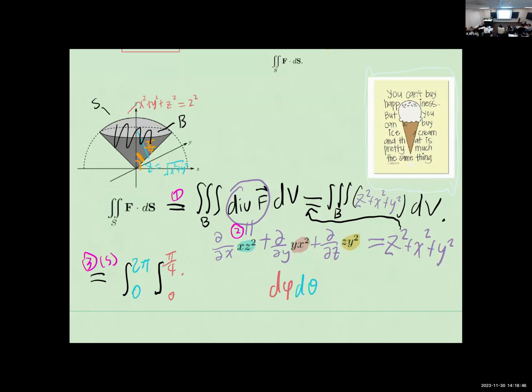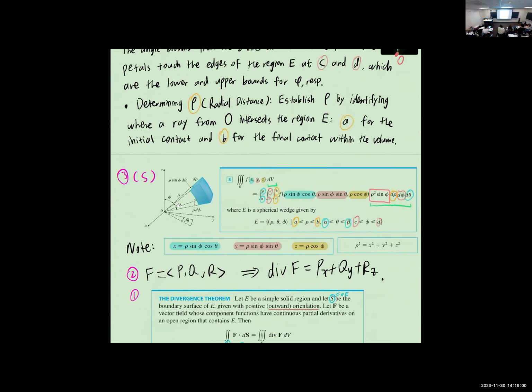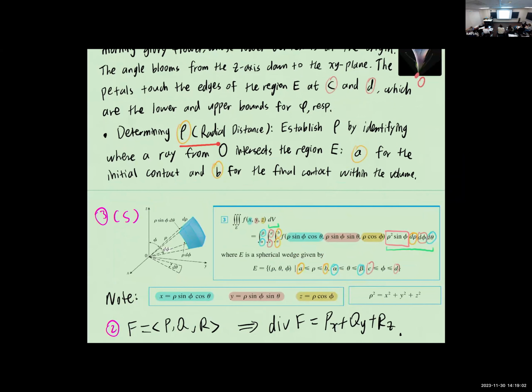So d phi. All right, last, we determine the bounds for rho. This is actually the easiest one. d rho. Because the radius of this sphere is 2, rho ranges from 0 to 2. That's it. Of course, you can also follow the last step for determining rho. You can imagine there's a ray from 0 that intersects the region E.